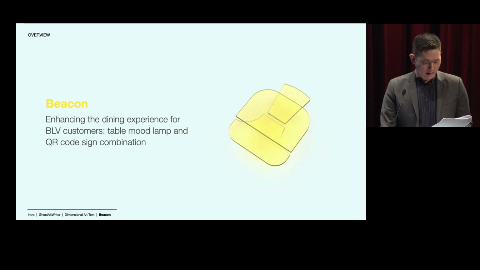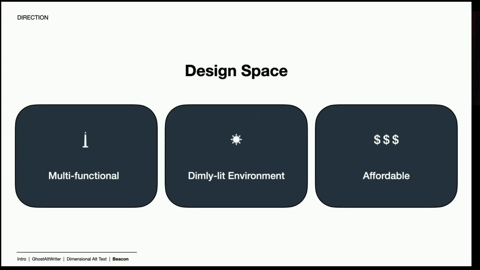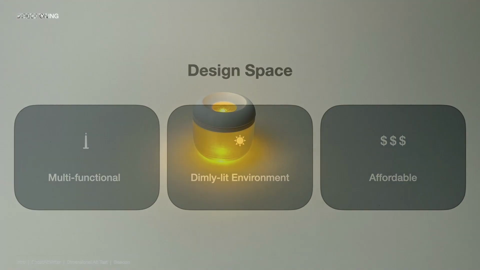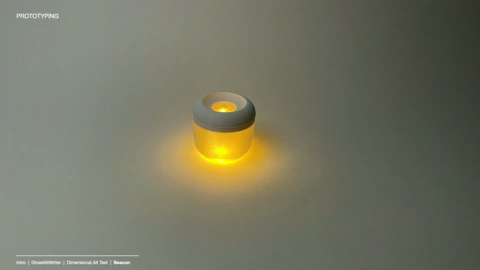So I designed Beacon, a table mood light with a QR code sign for BLV customers at restaurants. It has three key features. It's a combination of lighting and QR code sign. It makes scanning easy in all lighting conditions, including dimly lit environments. And affordability was the key to accessibility, to create consistent standards for QR code location. Beacon's unique design features a two-way lighting system that creates a beautiful reflection on the table, while the top light functions as a backlight for the QR code.